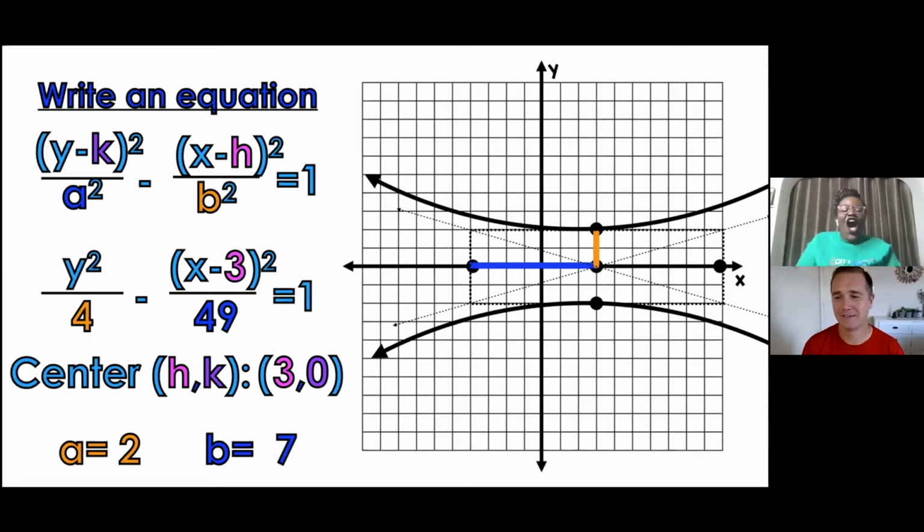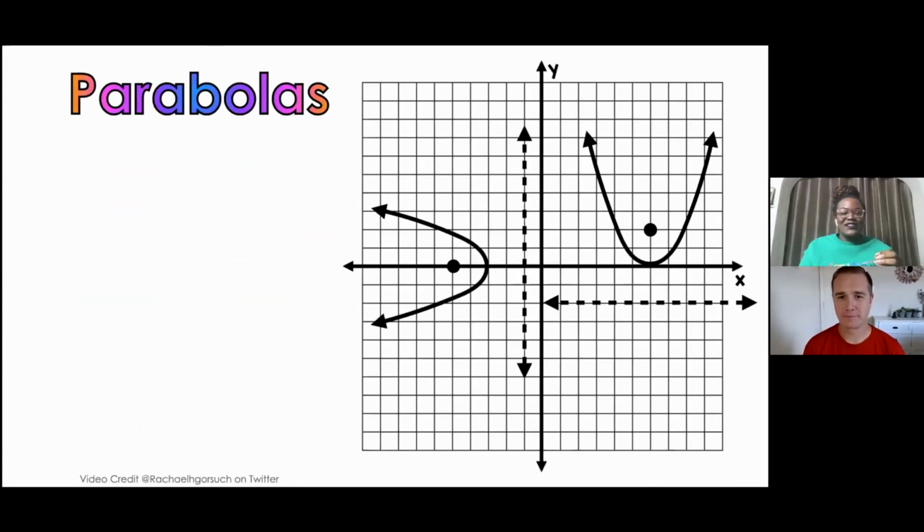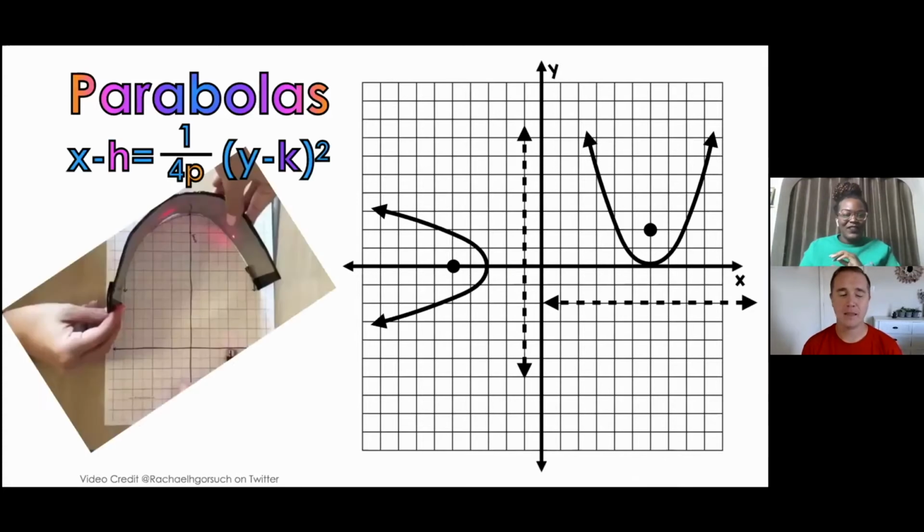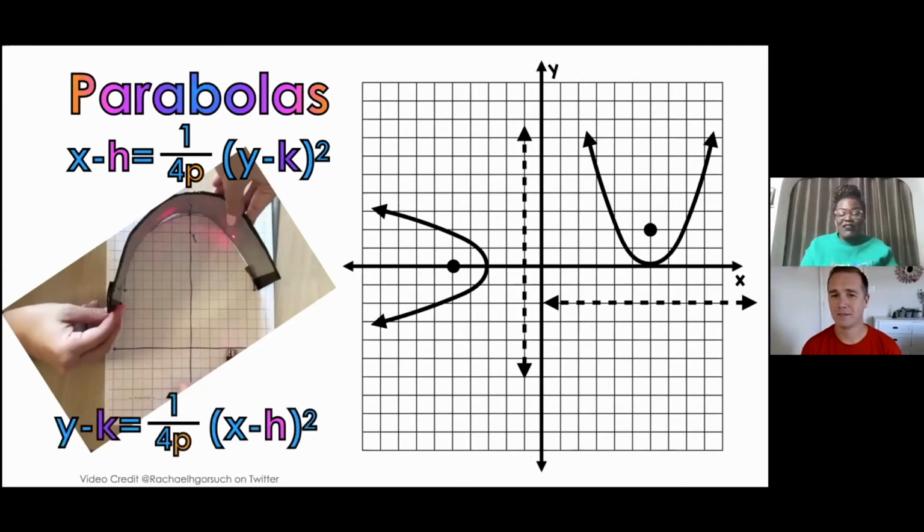Okay, so those are hyperbolas. So then we have our last conic section. We are going into parabolas. I love parabolas. We love parabolas. So when we're talking about parabolas, we spent a lot of time in Algebra 2 talking about parabolas as quadratics, and now we get to talk about them as conic sections and what are some of the properties that are going on there.